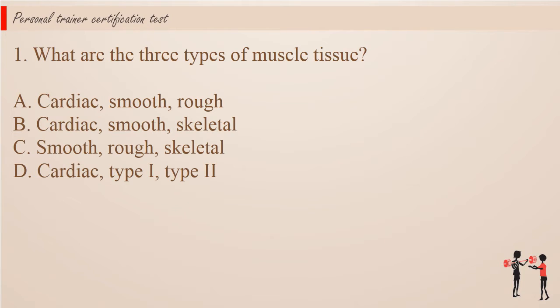Question 1. What are the three types of muscle tissue? A. Cardiac, smooth, rough. B. Cardiac, smooth, skeletal. C. Smooth, rough, skeletal. D. Cardiac, type I, type II.